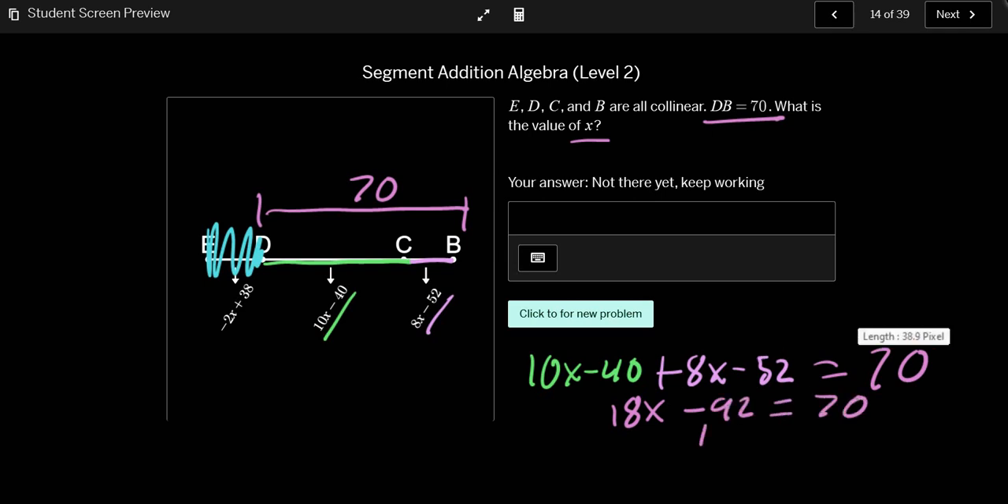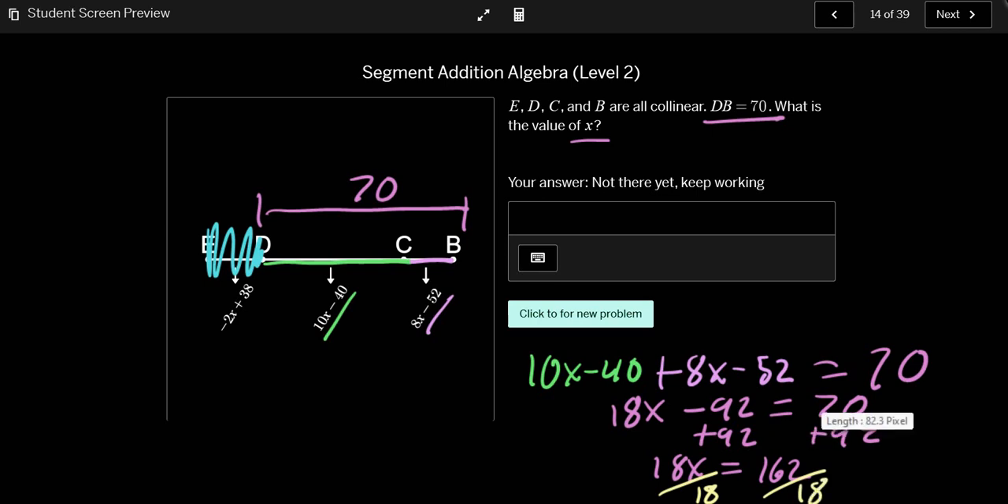I add 92 to the other side, and I get 18x is equal to 162. And then I'm going to slightly run out of space here. And then if I divide that by 18, I get x is equal to 9. Now I go back and I look at the question. The question does indeed only want to know what x is, so then I can just put x equals 9 as my answer.